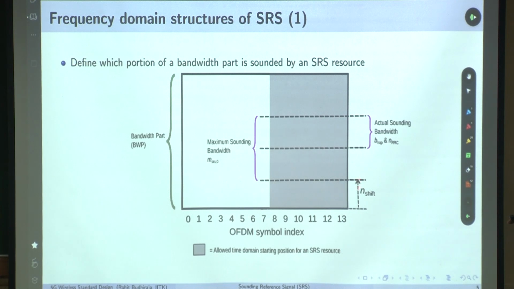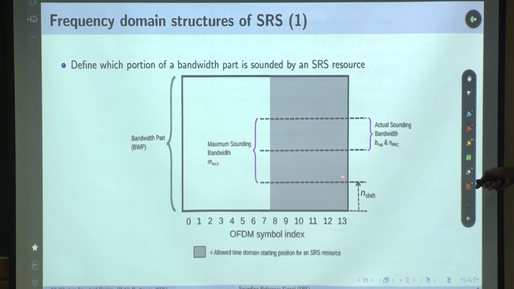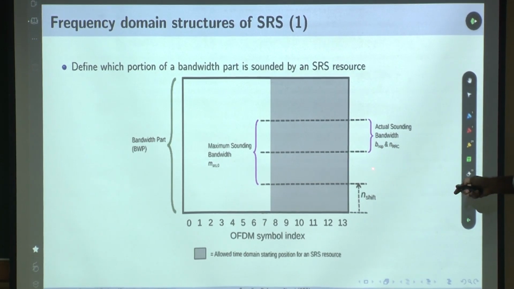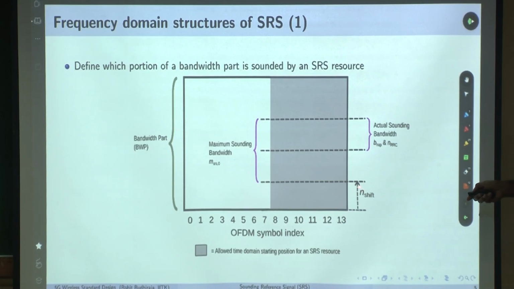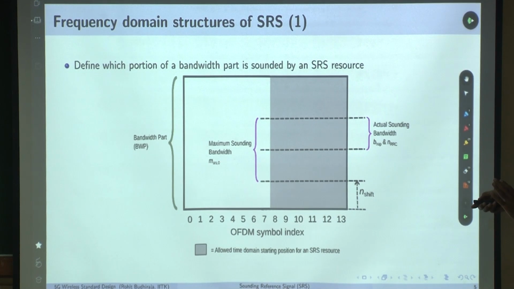Look at this: what is this N shift? The way it is indicated, it becomes clear what it means. N shift is, from the beginning of the bandwidth part, where you should start sending the SRS. So this is the start of the sounding bandwidth. The base station wants to find out the channel in this part of the bandwidth part. N shift is the start; how it is specified, we'll come back to it. This is the start, and this is the maximum bandwidth which needs to be sounded. Is this clear?